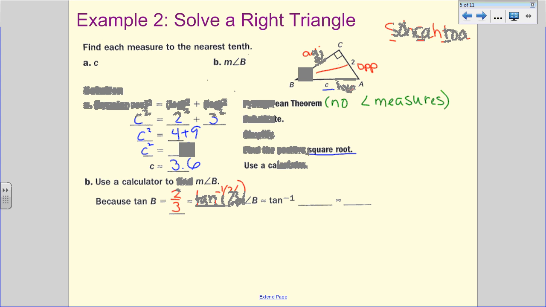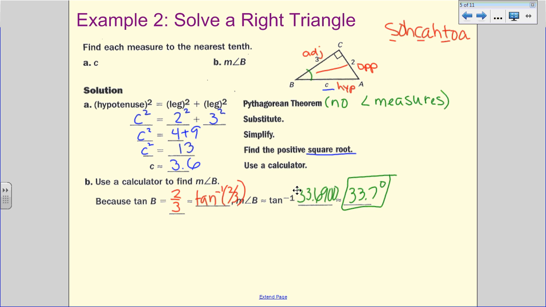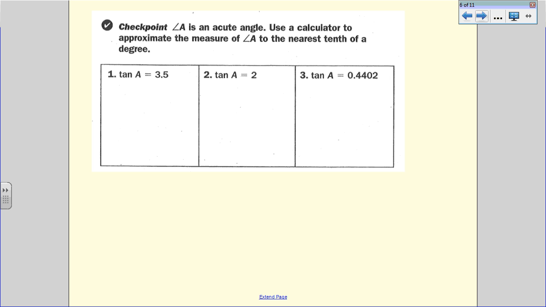So the tangent inverse is this 33.69000. So we're going to call it 33.7. Please label them with degrees, ladies and gentlemen. Do you have it in degrees? Is this in your calculator? I got that to read. So try it again. See if it gives you what we need. All right, ladies and gentlemen, checkpoint.